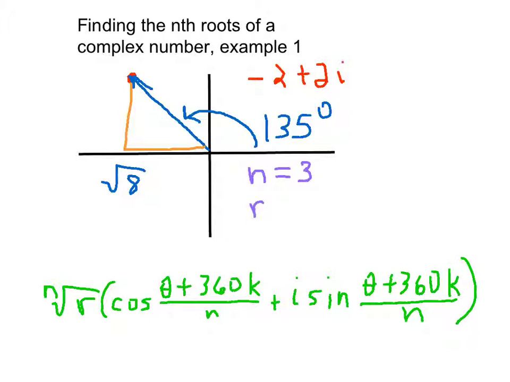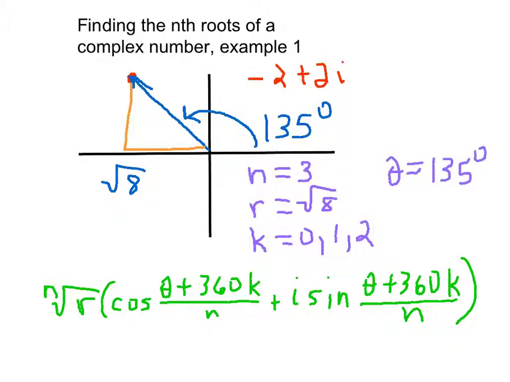R is what our magnitude is. That's going to be equal to the square root of 8. Our value of k goes from 0 to n minus 1. So that would be 0, 1, and 2. And then theta is our reference angle. Theta is going to be equal to 135 degrees. So what I need to do now is set up our expression, substituting in these values all 3 times, for when k equals 0, k equals 1, k equals 2, and then solve the expressions.